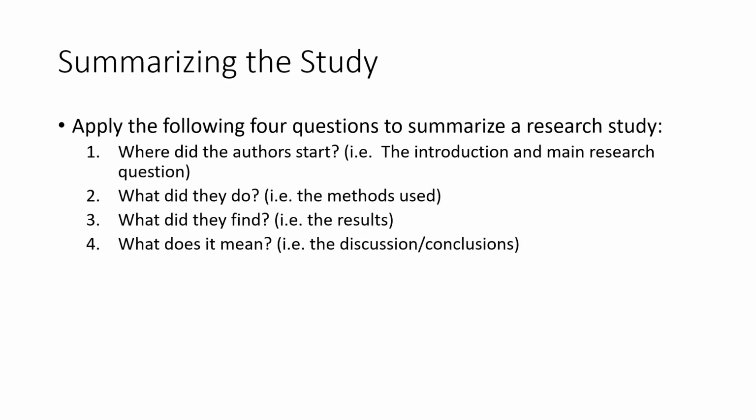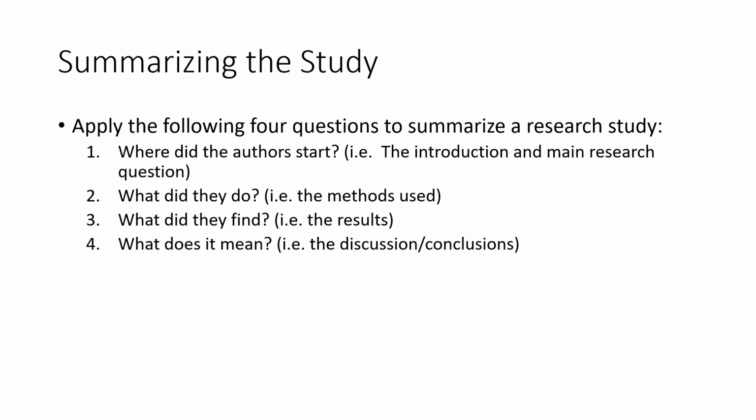As you read an article, you want to summarize the study, and you're going to apply the following 4 questions to do so. It helps break it down into smaller chunks for you because a research article can sometimes feel a little overwhelming to read. The first question is, where did the authors start? This is usually covered in the introduction and includes the main research question. Then, what did they do? This is usually found in the methods section. What experiments did they do? What was their study design? How did they collect samples? Things like that.